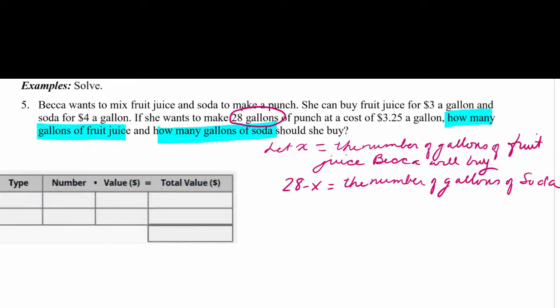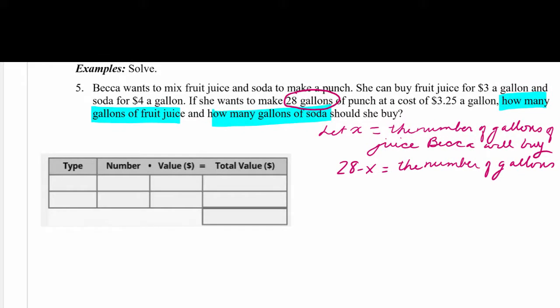So let's come over here to our table. Okay, we're going to fill in the table. We have soda, juice, and we're making punch. So I'm actually going to put another label here. And the number here will be gallons, right? This is the number of gallons of each. So juice is our X, and soda was 28 minus X. And then how many gallons of punch are we going to make? 28. So notice how now I'm going to put in the amount of gallons of punch here in our table.